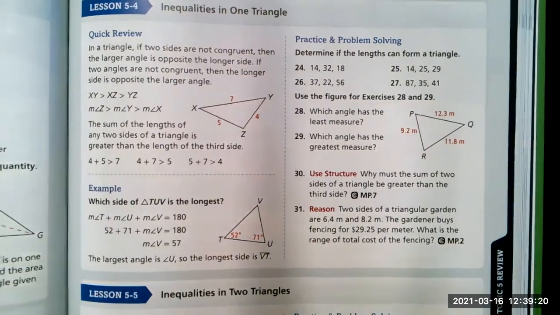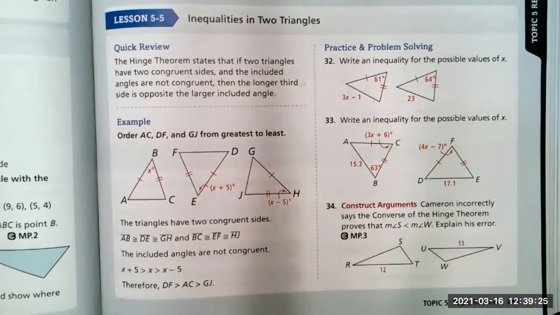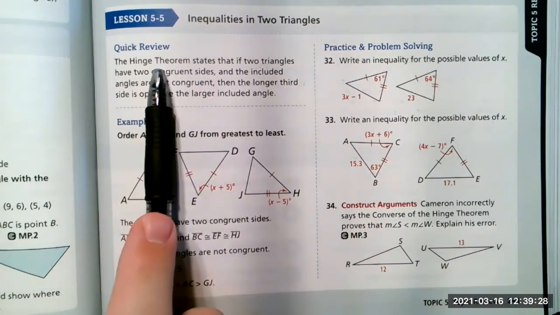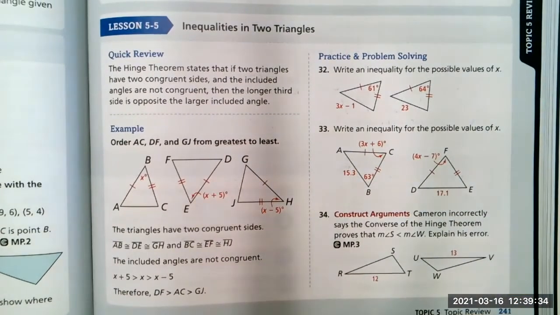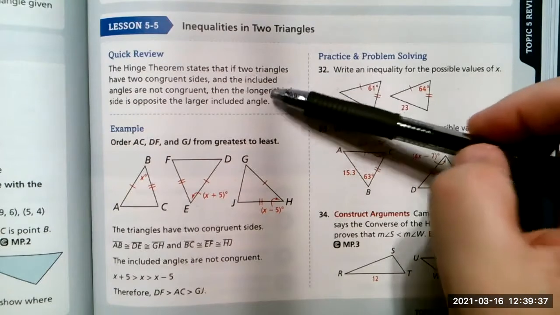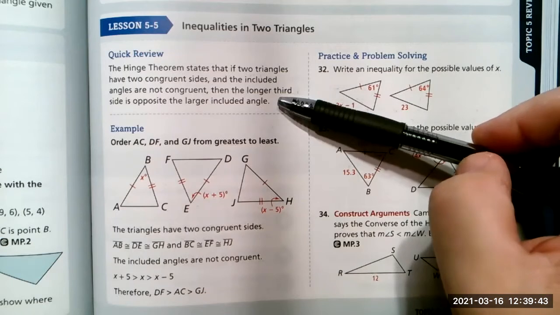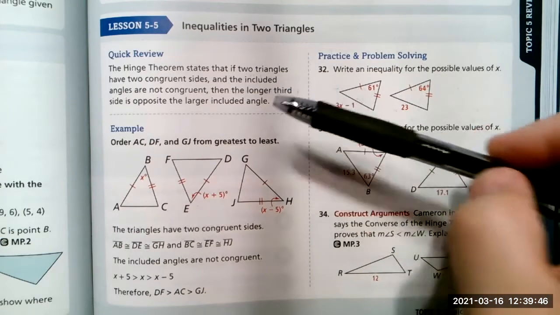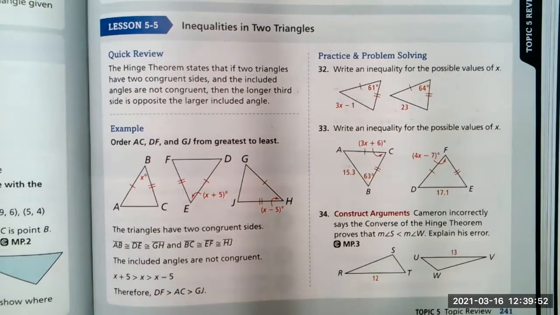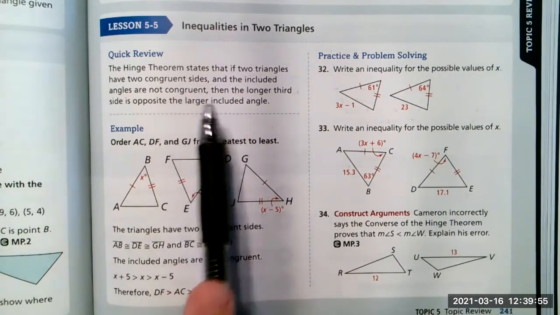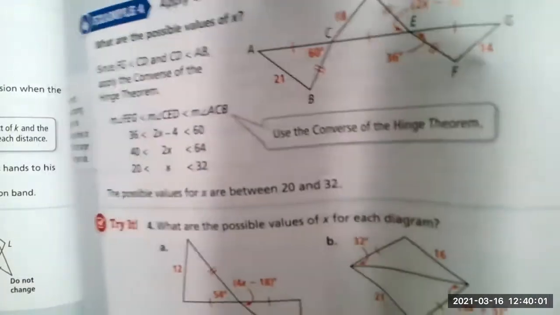And then our last lesson, inequalities in two triangles, very similar to 5.4. The hinge theorem, which, to be honest, I don't think I've ever even heard until we started this book. The hinge theorem states that if two triangles have two congruent sides, the two sides are the same length, and the included angles are not congruent, then the longer third side is opposite the larger included angle. Okay? So the hinge theorem states, and I'm going to go ahead and go back to 5.5 because I know there's a picture of this instead of me trying to draw it.